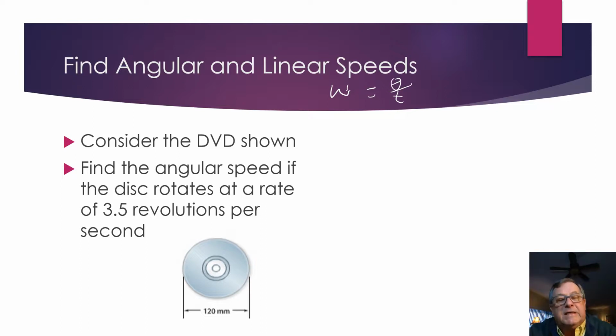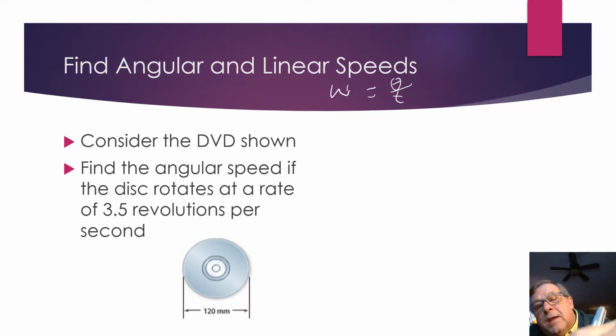So if this disk is rotating at 3.5 revolutions per second, that means for every second we're going around the circle once, we're rotating a second time, we're rotating a third time, and a half. Well, what's one trip around the circle? Rotation. It's 2 pi. So in this case, this equation is pretty straightforward.